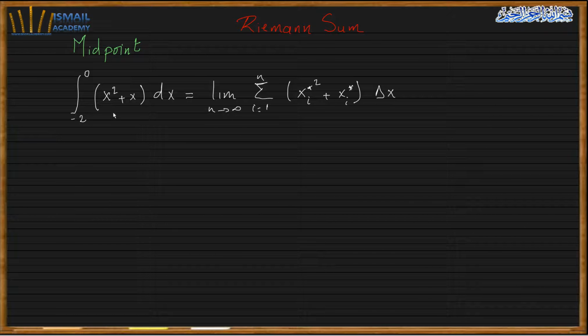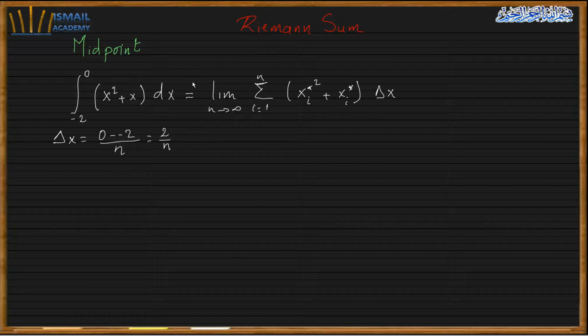Delta x is the length of the subinterval, so delta x will be equal to, by definition, we always pick the boundary, so it's going to be 0 minus negative 2 over the subdivision. We have n subdivisions, so here it's going to be 2 over n. So this is the delta x.